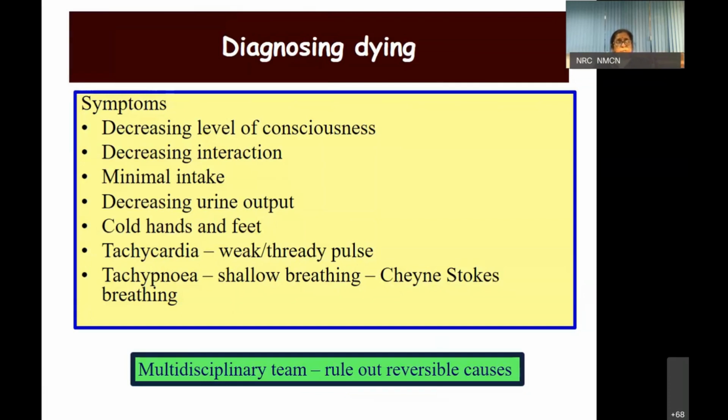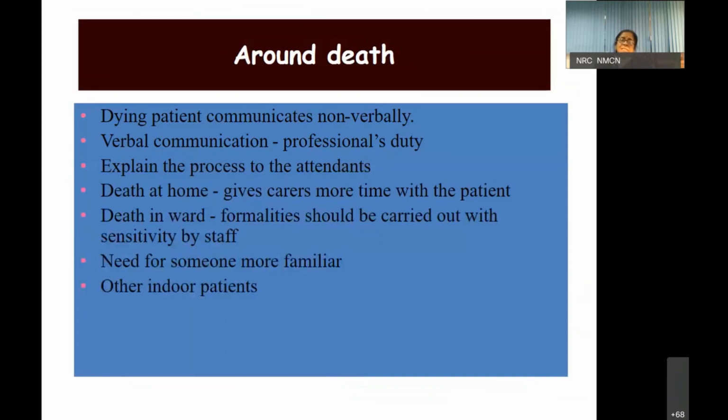Is there something that, by reversing it, we can reverse this process, so that we can avert death? Yes, that's what you need to rule out. If you feel that no, it is not so, then obviously the process of dying has begun. Bottom line, if I were to say, is that around death, what is your role? How do you handle it?